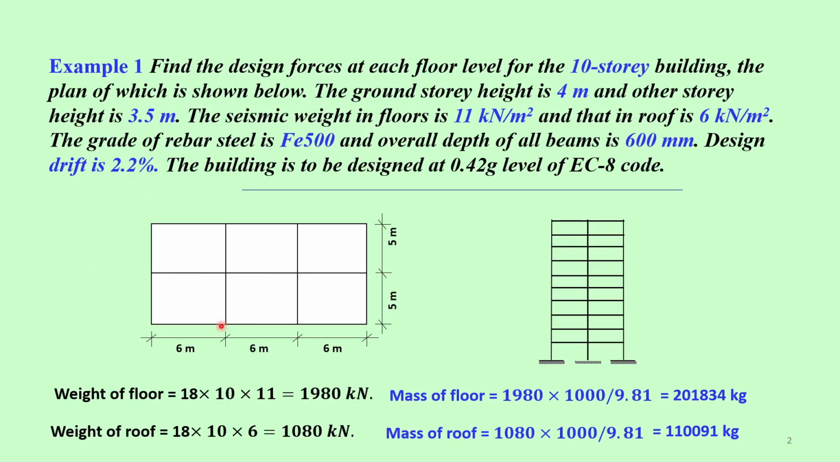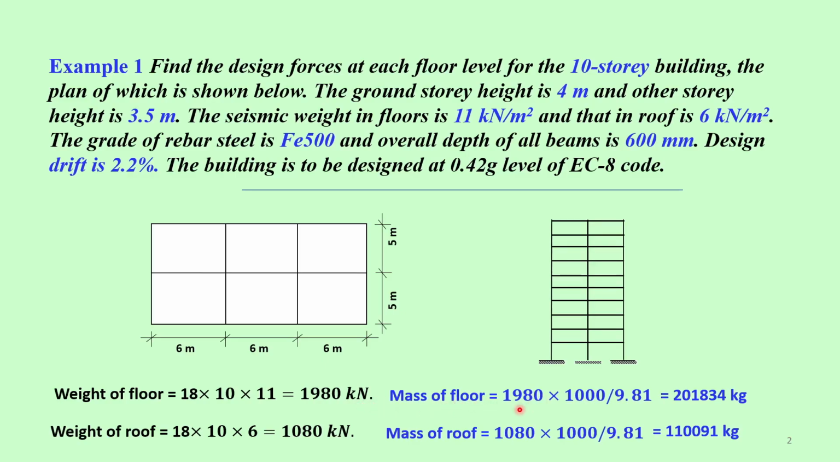So here the building plan is given. The long directional beams are 6 meter and short directional beams are 5 meter. We shall show calculation along the long direction only, and the remaining you can do yourself. First calculate the weight in the floor. The length is 18 meter and breadth is 10 meter. So 18 into 10 into load intensity 11 kilonewton per square meter, 1980 kilonewton.